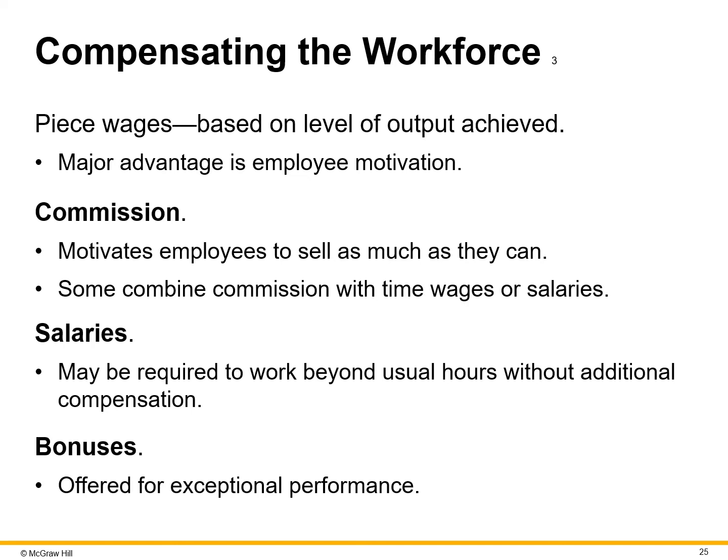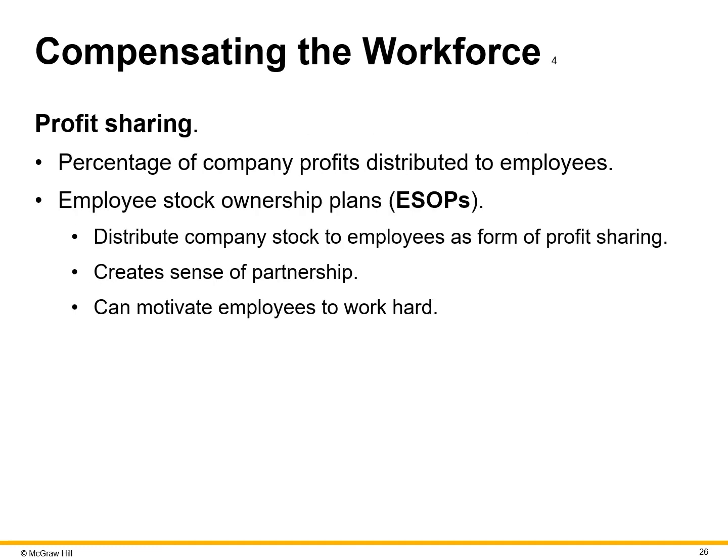Other forms of financial compensation include bonuses that are in addition to regular compensation and given as a reward for exceptional performance. It also includes profit sharing, which is distribution of a percentage of the company's profits to the employees whose work helps generate those profits. Employee stock ownership plans have gained in popularity in recent years, and profit sharing can motivate employees to work hard because increased productivity and sales mean the profits or stock dividends will increase.